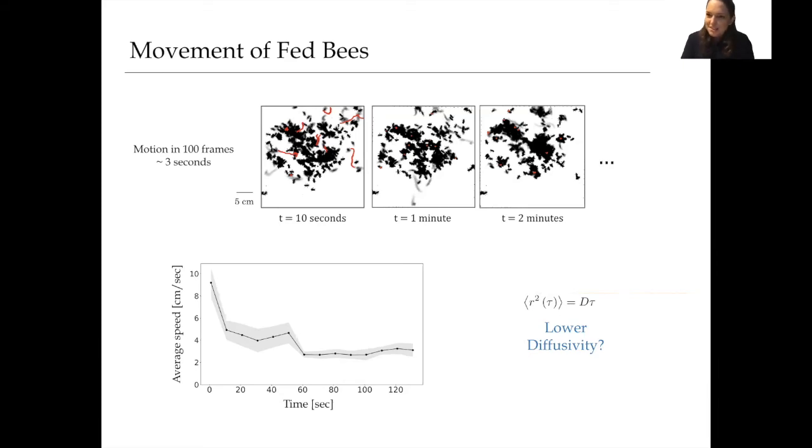It turns out that's not the end of the story. And maybe you can even see it here in this slide. So besides the reduction in speed, what we also see is that the reduction in speed is accompanied by clustering. So the bees become more dense, basically.